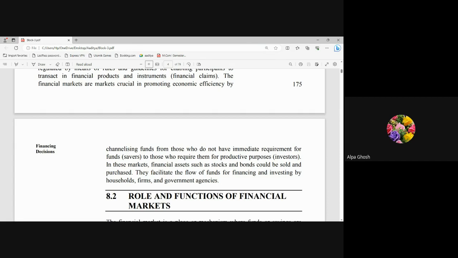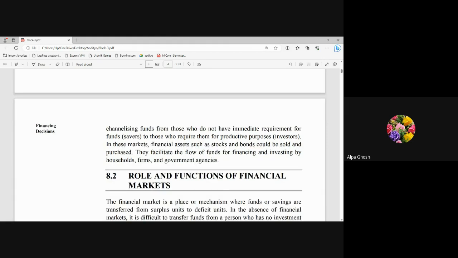So, in financial markets, financial assets such as shares and bonds can be sold and purchased. They facilitate the flow of funds for financing and investment. The flow of funds is facilitated by different agencies. It can be households, it can be firms, or it can be government agencies.